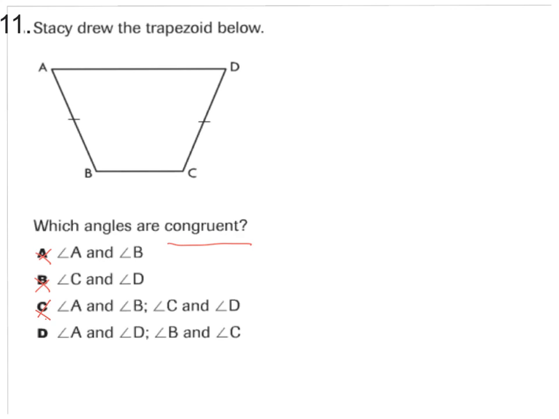Now let's look at letter D. Angles A and D. Angle A is acute and D is acute. Those two are congruent. And angles B and C. Angle B is obtuse and C is obtuse. Therefore, we can choose D that shows that the angles are congruent. I hope your answer was correct. Let's go on.